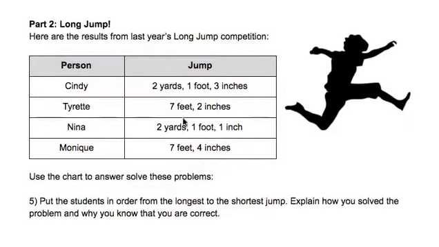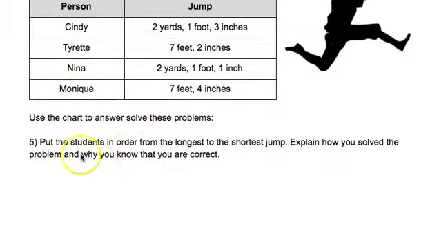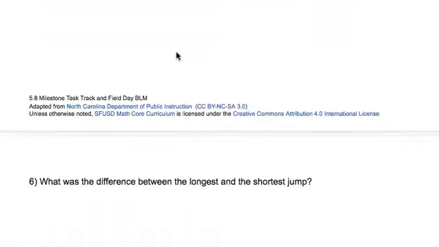Finally, you're going to move on to some long jump statistics. Here are the people, and here's how far they jumped. Put the students in order from longest to shortest jump and explain how you solved that problem. Remember, now we're in the US customary system of yards, feet, and inches, and it would be important to keep these consistent as well when you put your students in order.